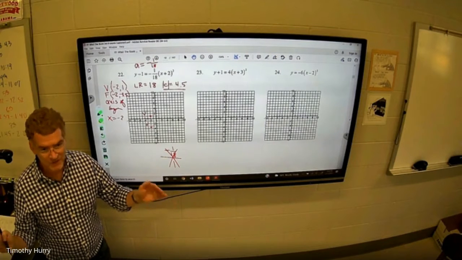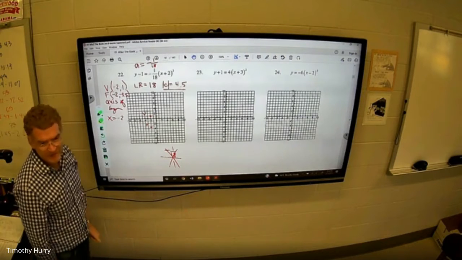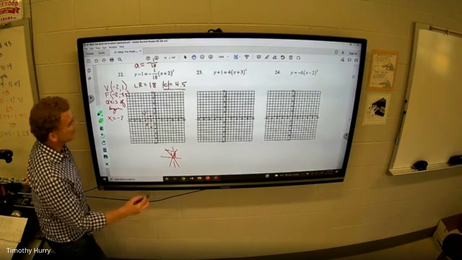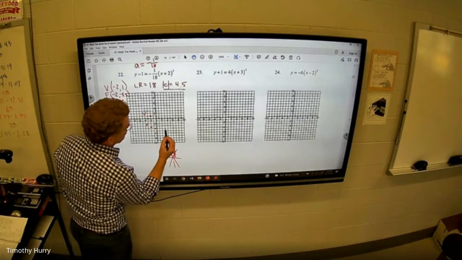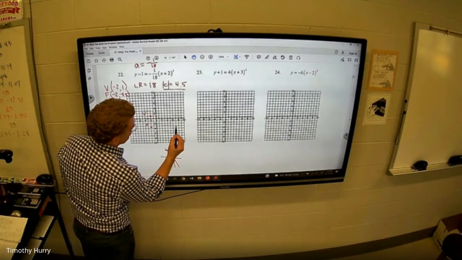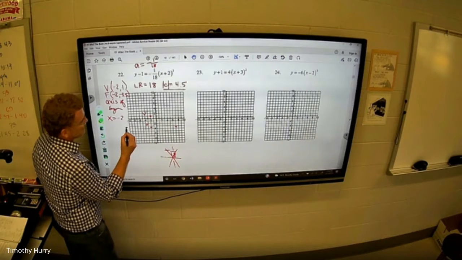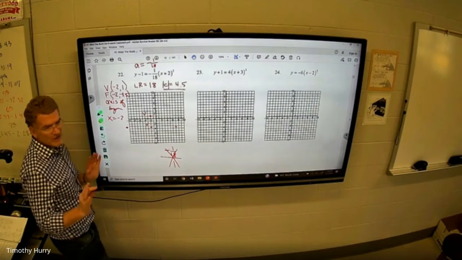The latus rectum. So how do I mark that off? 9 each way. So 9 to the right will push me out here to positive 7. 9 to the left would push me out here to negative 11. But at the very minimum, I get my 2 points. That's all I really wanted, was 2 extra points.